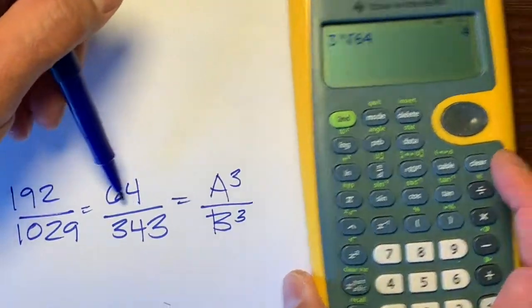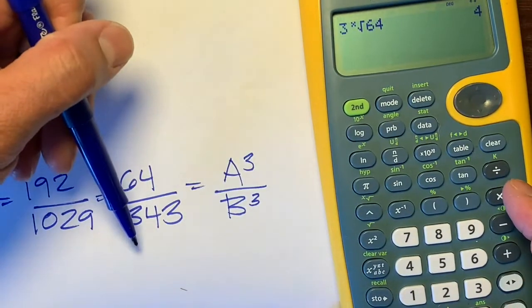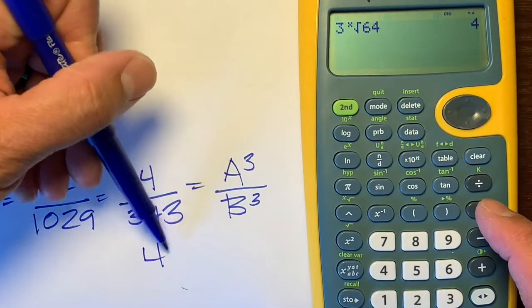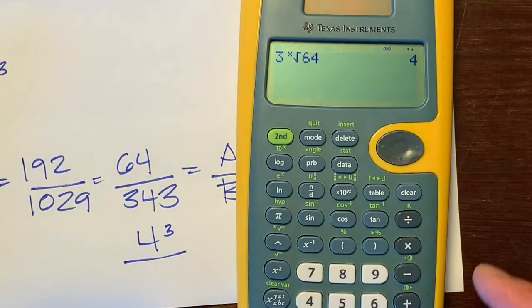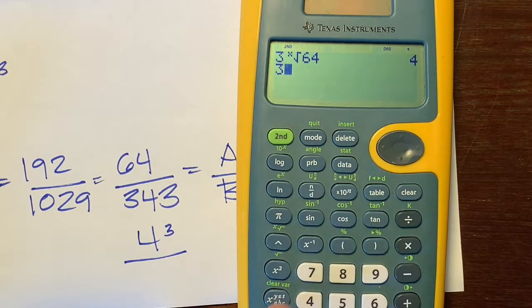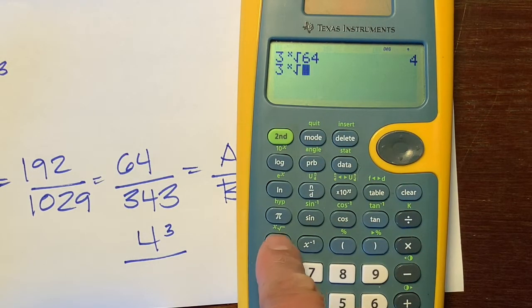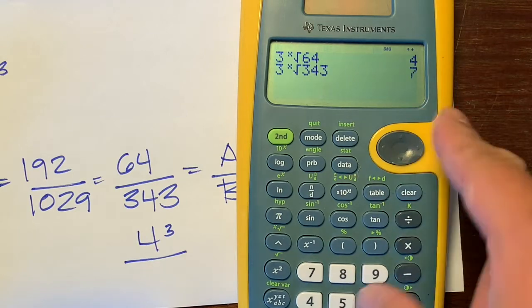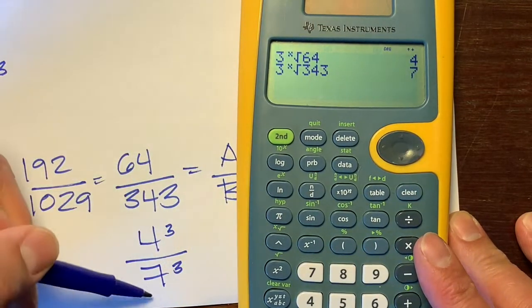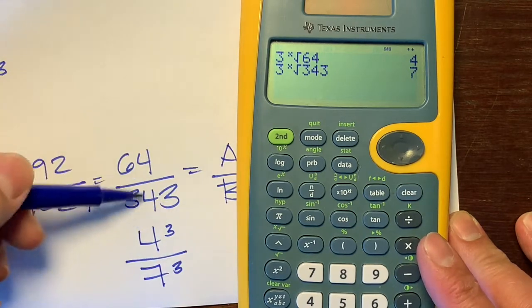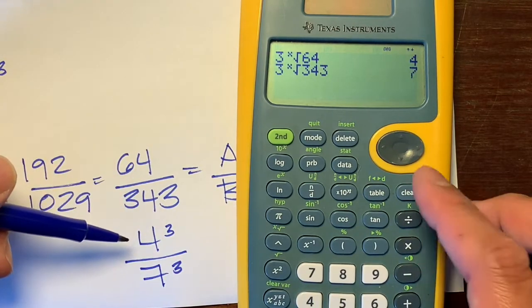So 64 is the same thing as 4 cubed over. Now we're going to do the same thing. We type in 3, press the second button and the radical symbol, and then type in 343. That turns into 7. So 7 cubed. 7 times 7 times 7 gives us 343.